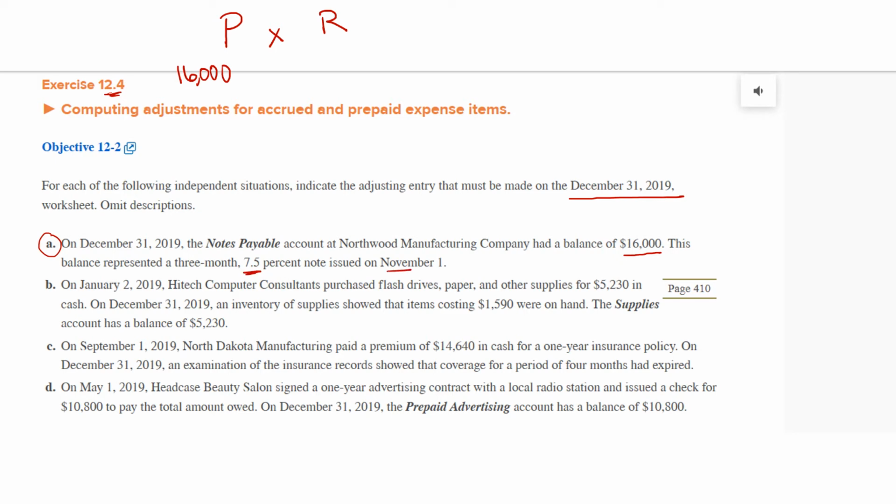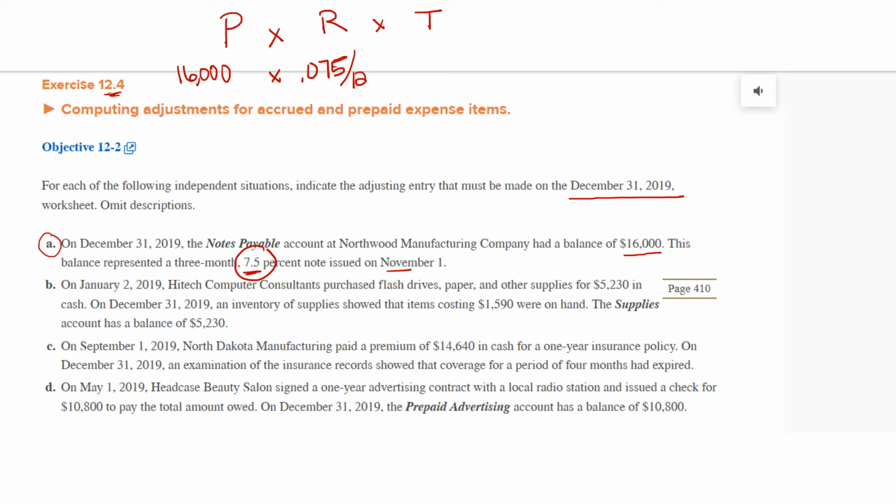So remember what I told you, the way we do this is these interest rates are always annual. So we're going to multiply this 16,000 by 0.075, write this here, divided by 12. Okay, so what I do is I take this 7.5% and convert that into a per month or a monthly interest rate. Now the time period here is November 1st. So they started on November 1st.